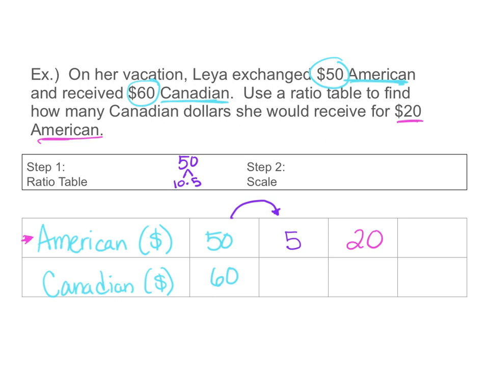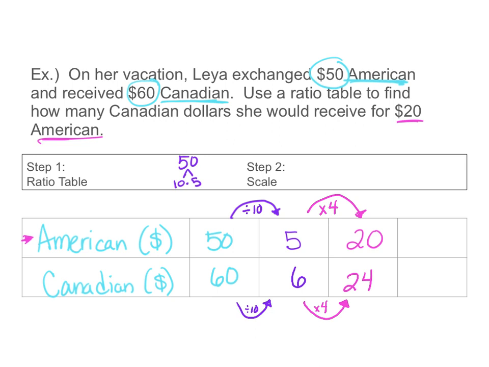All right. So I'm going to go ahead and keep that 5 in there. To get from 50 to 5, I have to divide, in this case, by 10. So that means on my bottom, I would divide by 10. So 60 divided by 10 is 6. Now to get from the 5 to the 20, that would be times 4. And so to get my bottom for my Canadian, I would have to multiply times 4. So 6 times 4 is 24.